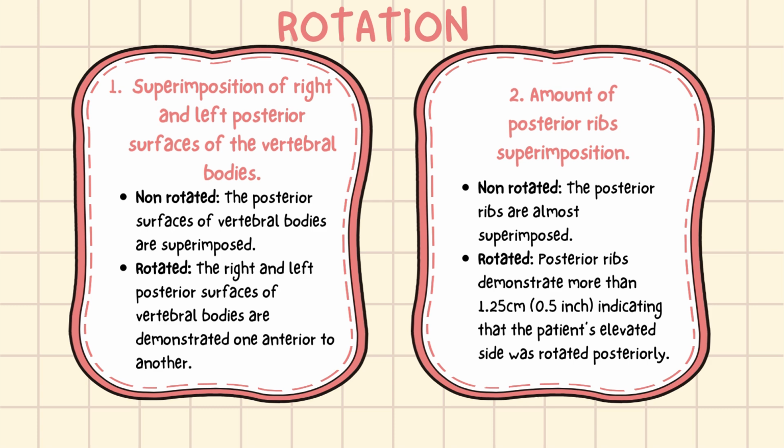As for the superimposition of the right and left posterior surfaces of the vertebral bodies, on a non-rotated lateral projection, the posterior surfaces of vertebral bodies are superimposed to each other. However, on a rotated lateral projection, the right and left posterior surfaces of vertebral bodies are demonstrated one anterior to another. Next, rotation can also be determined by assessing the amount of the posterior rib superimposition. On a non-rotated lateral projection, the posterior ribs are almost superimposed. Meanwhile, on a rotated lateral projection, the posterior ribs demonstrate more than 1.25 cm or more than half inch, indicating that the patient's elevated side was rotated posteriorly.